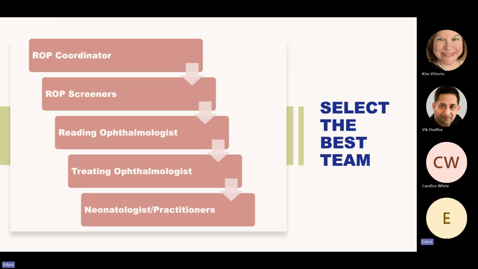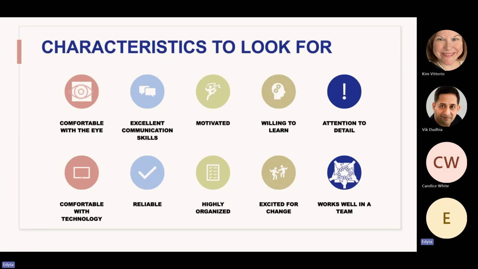So again, we're going to want to select the best team possible. Your first person that you're going to select is your ROP coordinator, then your screeners. You're also going to want to identify your reading ophthalmologist as well as your treating ophthalmologist, or how infants that are identified that do have ROP, or ROP that's progressing towards treatment, need to be treated. So that is a workflow that you'll definitely want to identify. And then, of course, how your neonatologists and your practitioners are going to be aware and notified of what's going on in the eye with these patients.